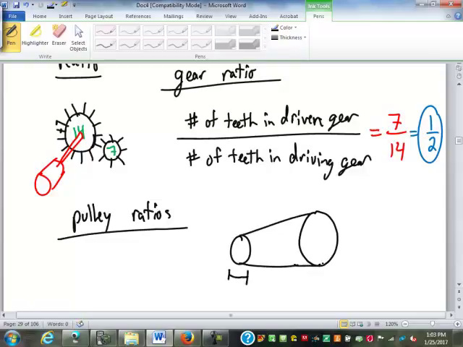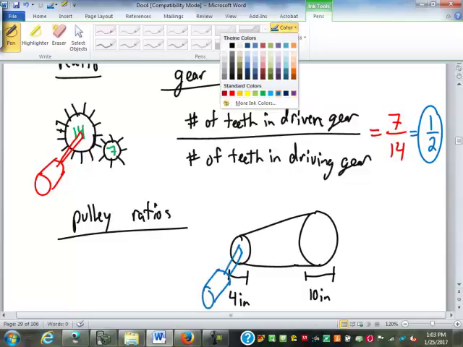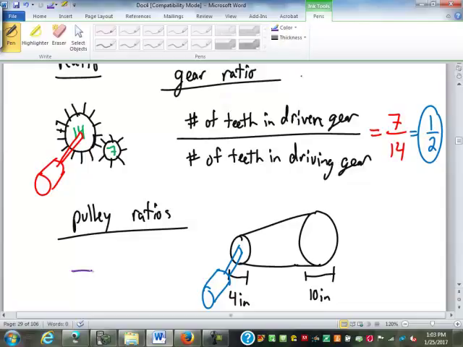For pulleys, you measure the width where the pulley rides. That's down inside the V of the pulley, where the belt rides. So let's say this is 4 inches and 10 inches. And let's give you a motor again. Which one's going to go on top, the 4 or 10?